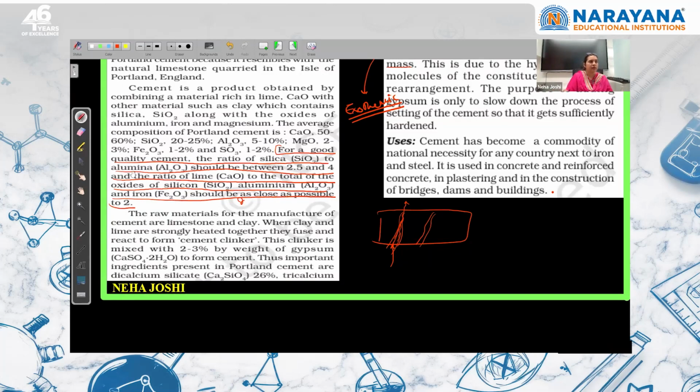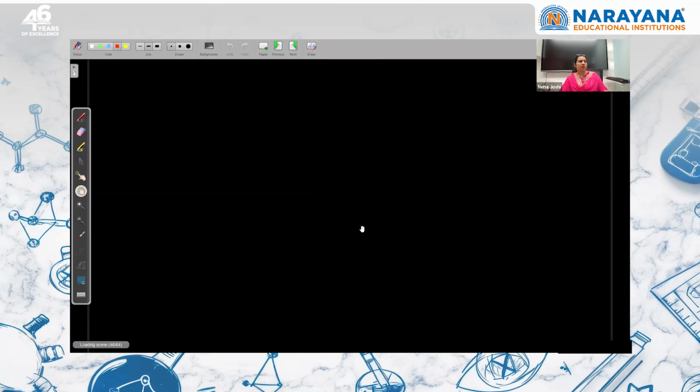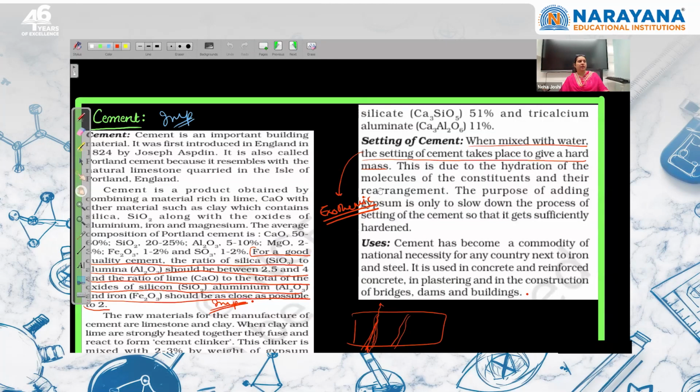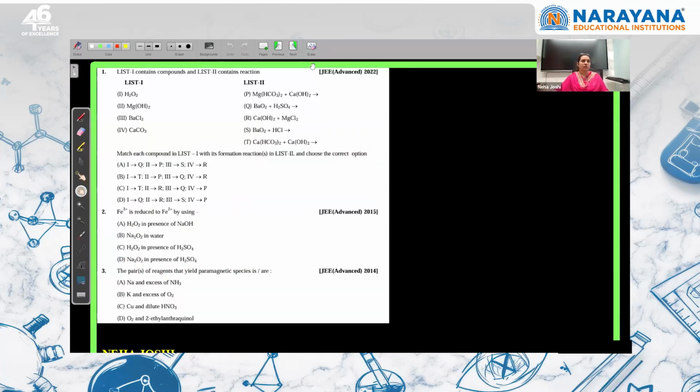Clear? Uses, you all know cement uses. Setting of cement is an exothermic process. That brings us to the end of the theory of the second group.